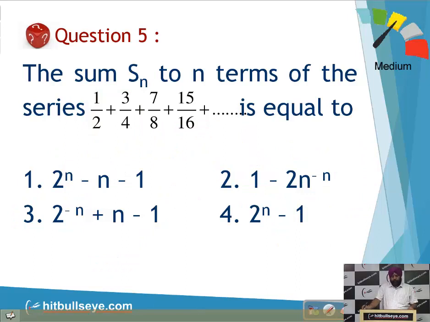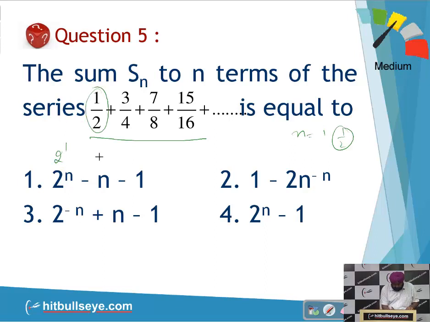Now we'll do one more question. Sum of Sn, the n terms of the series 1 by 2 plus 3 by 4 plus 7 by 8 plus 15 by 16, is equal to. So we'll put n is equal to 1 to check whether it is true or not for the first term. Putting n is equal to 1, we should get 1 by 2 as the answer. Putting n is equal to 1 in the first option will give us 2 raised to power 1 minus 1 minus 1, that is 0, hence not the answer.